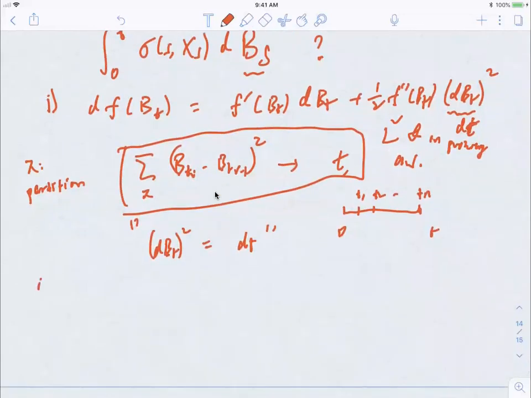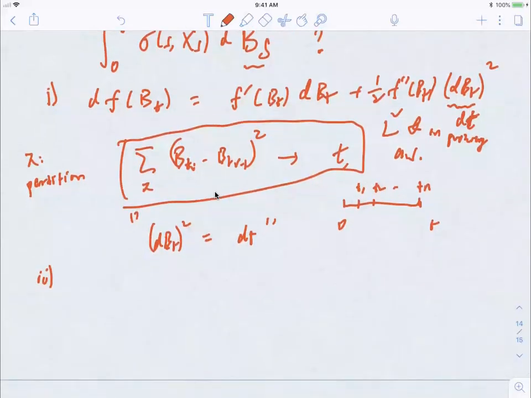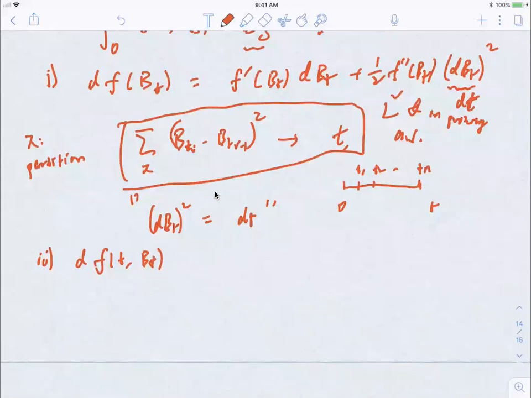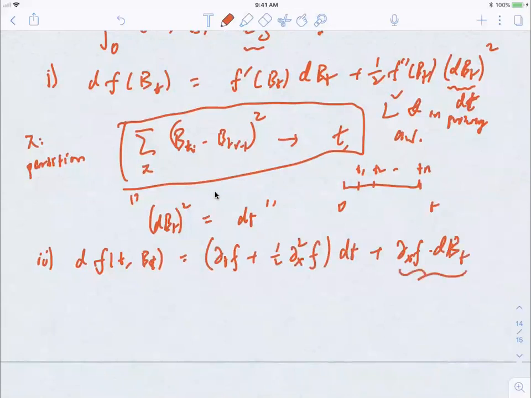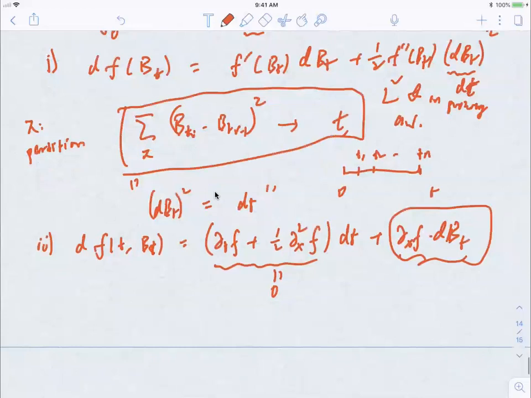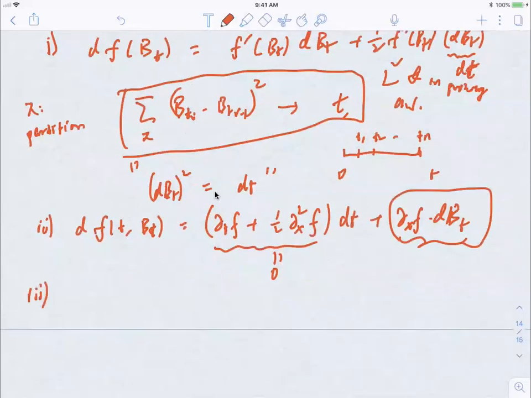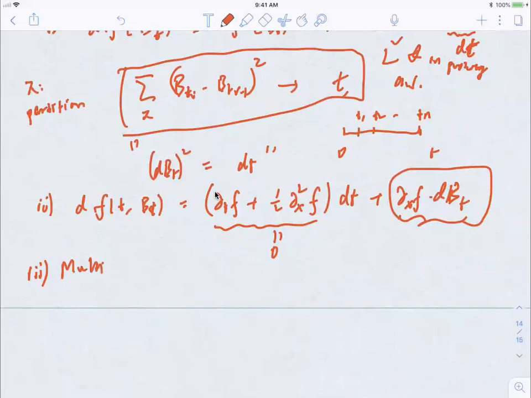That's the first one, and there are also others. f depends on time as well. What is the differentiation if f depends on time? Then there's one more term. We take the derivative in t, and also the second order derivative in x, so then this is dt. And there's also the partial x f term, times dB_t. This term is a martingale term. That's why if the dt term equals 0, you get martingales. This is the second form. Another is the multi-dimensional version.